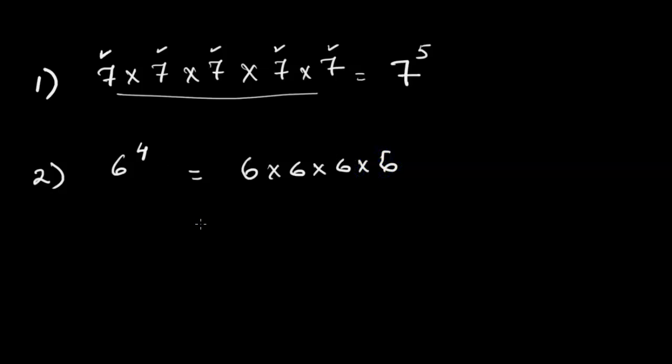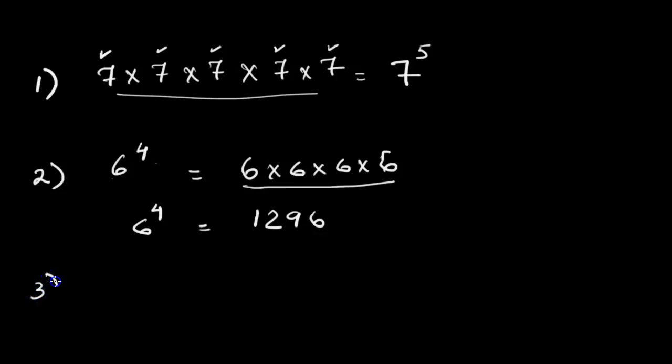And if the question wants us to evaluate it, meaning what is the value of 6 to the power of 4, then we first write it down in expanded form and then we just multiply the number with itself 4 times. So 6 times 6 is 36, times 6 is 216, times 6 is 1296. Therefore, 6 to the power of 4 is 1296.